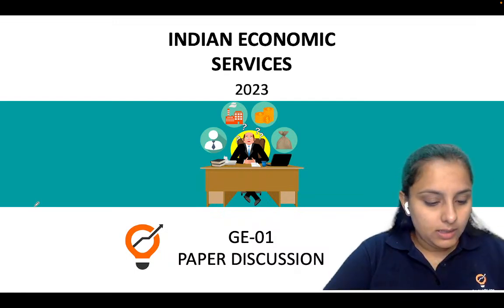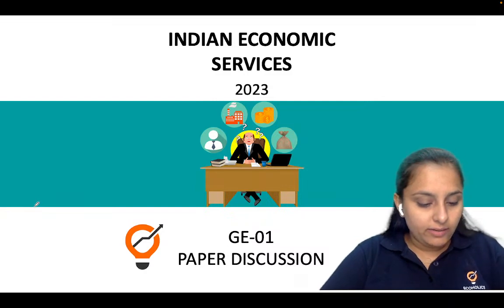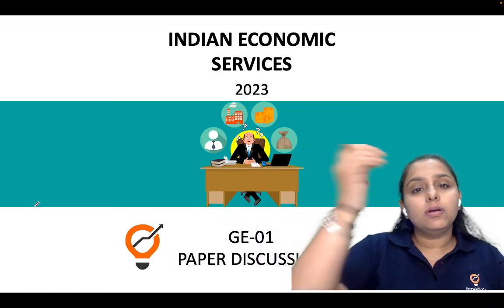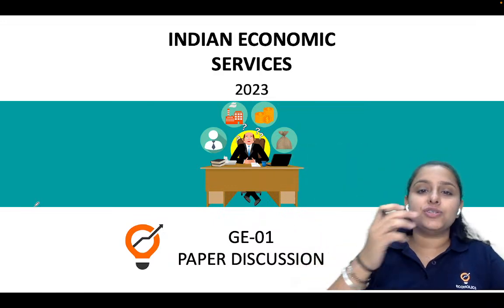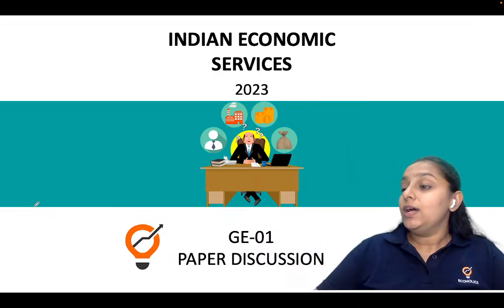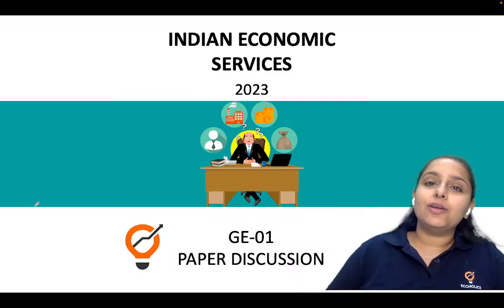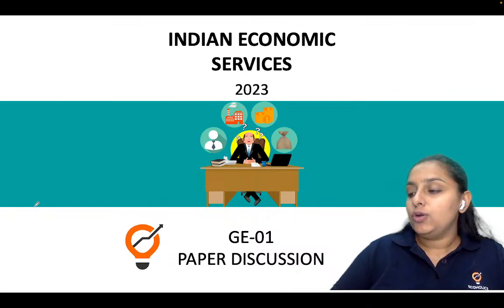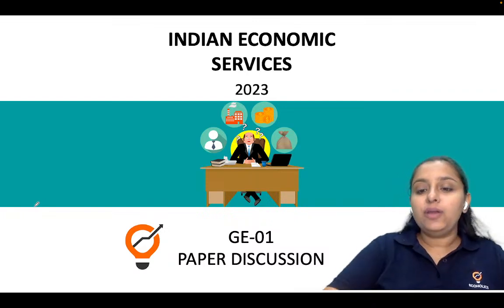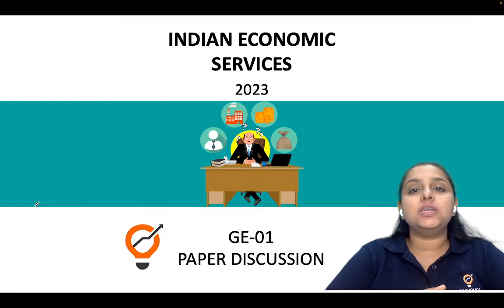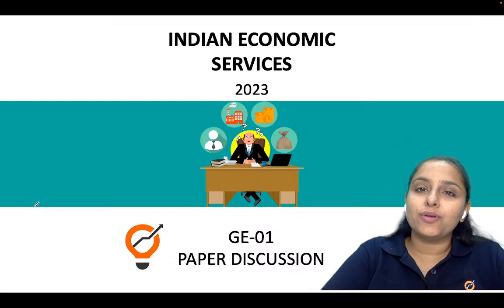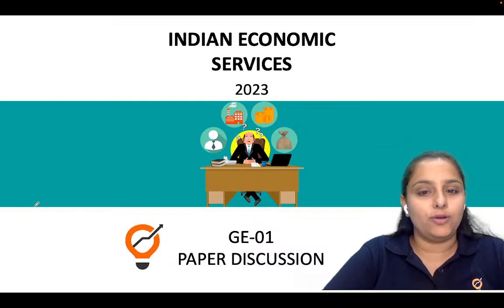Okay. All right. Now, I think it's a good 3 minutes into the live. Now we can begin with our live session. So, first of all, welcome to the live session of Ecoholics. In today's live session, we are going to discuss the Indian Economic Services paper 2023, and we will be discussing the GE1, General Economics 1 paper, consisting of microeconomics and quantitative economics.